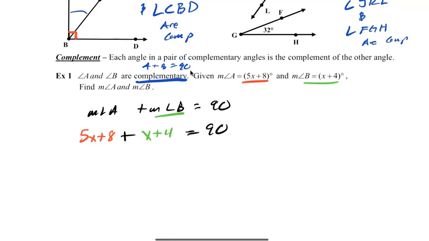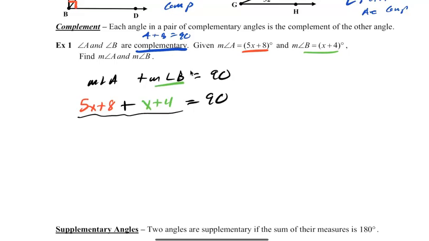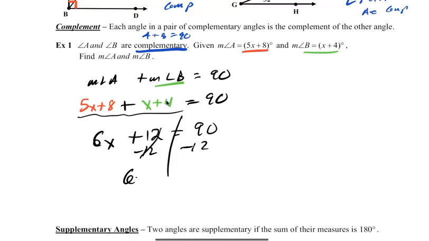It equals 90. Now remember, when you're solving, you're supposed to simplify each side first, right? So I've got 5x plus x, so that's 6x. And I had 8 with 4, that's 12. And now we're going to solve, right? Subtract 12 from both sides. So I get 6x is equal to 78. I'm going to divide both sides by 6. And we get x is equal to 13 degrees.